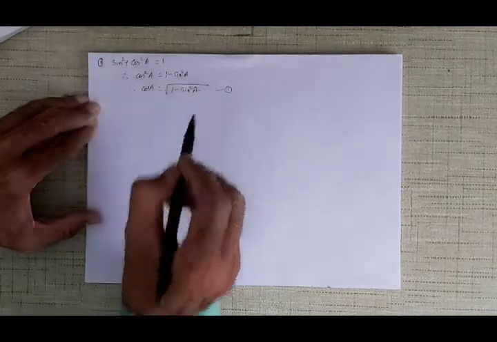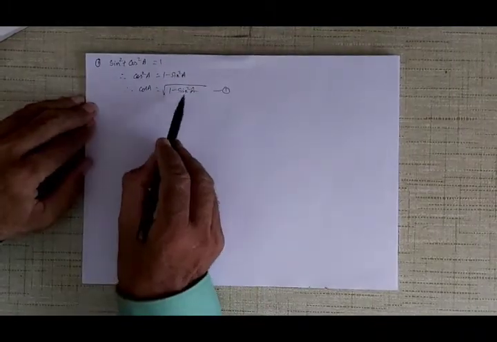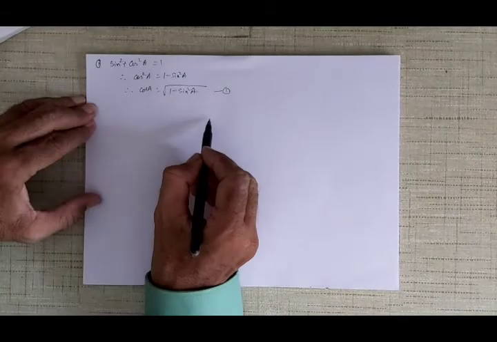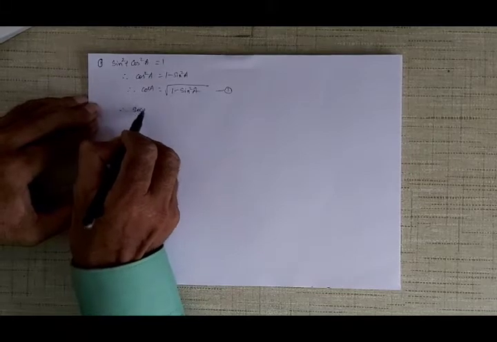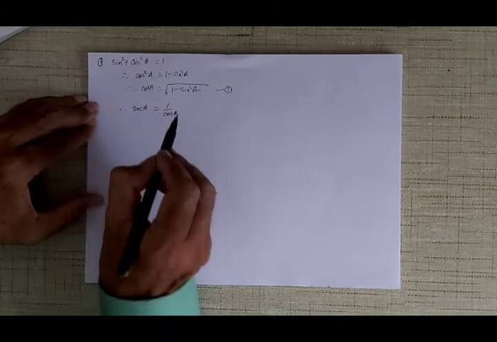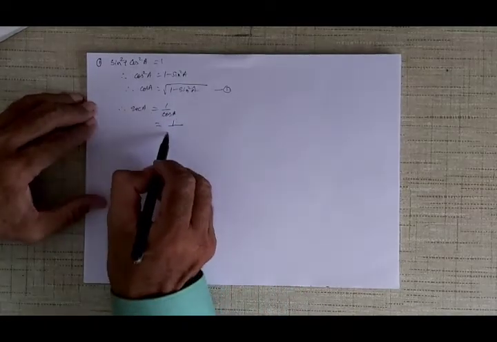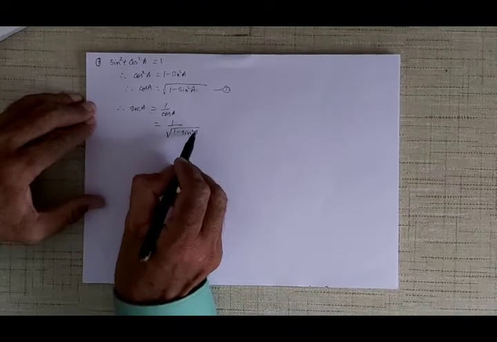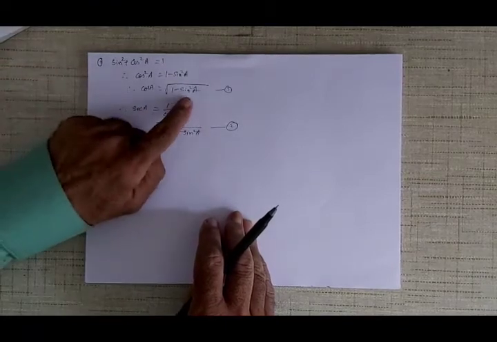This is number 1. Express cos A in terms of sin A. See, now I expressed cos A in terms of sin A. Also, I want to express sec A. Now sec A, we know that sec is reciprocal of cos, 1 upon cos A. What is cos A? Cos A is equal to square root of 1 minus sin square A. So this is number 2.